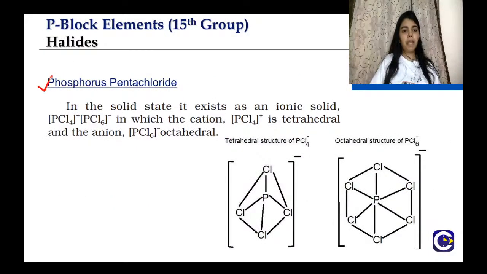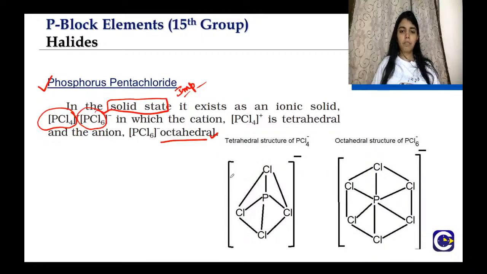Now phosphorus pentachloride, in the solid state, exists as an ionic solid. This is also very important. It exists as PCl4 plus and PCl6 negative. If you draw the structure of PCl4 plus, it is tetrahedral, and the structure of PCl6 negative is octahedral in nature. So this is the basic structure of PCl4 plus, that is tetrahedron, and this is octahedral.